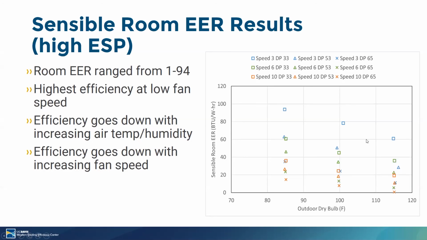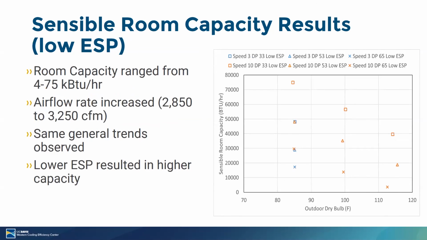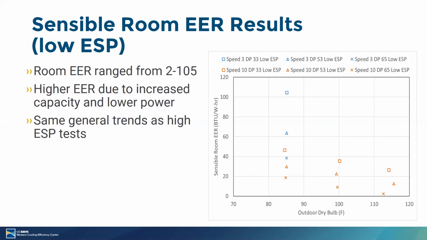Efficiency goes down with increasing fan speed, and it also goes down with increasing air temperature and humidity. I also have the low static pressure results, but I'm just going to skip over those. They're similar in trend.